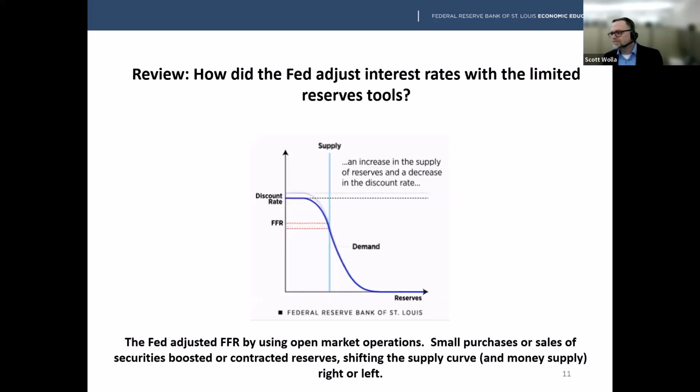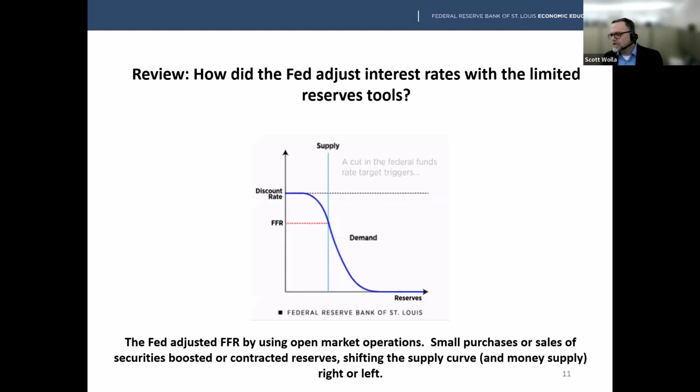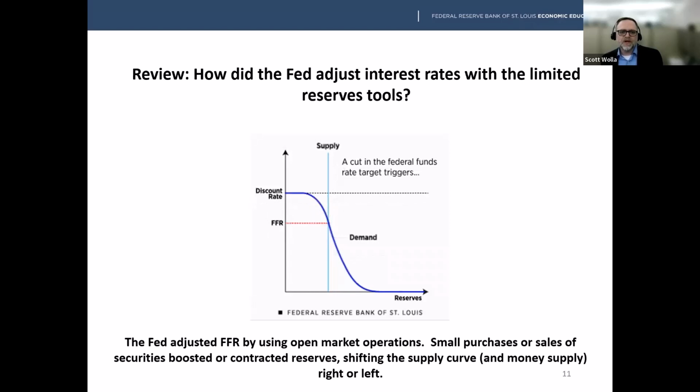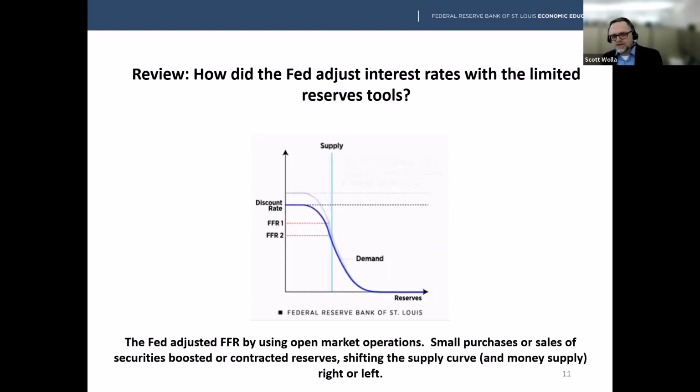So graphically, a relatively small rightward shift of the supply curve would result in a lower federal funds rate. So again, because reserves were limited, the supply curve intersected the downward sloping portion of the demand curve. And you see this on the graph here. The Fed could fine-tune the federal funds rate using very small adjustments to the supply of reserves. Also, you see that pretty well on this graph, that the supply curve is just shifting slightly, and you get a relatively larger impact on federal funds.